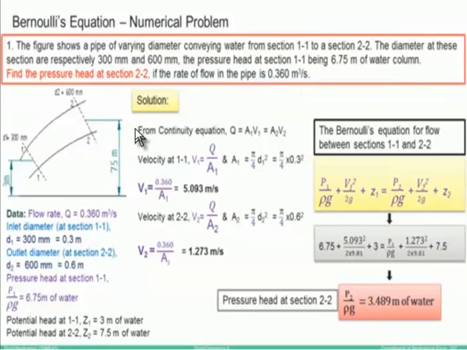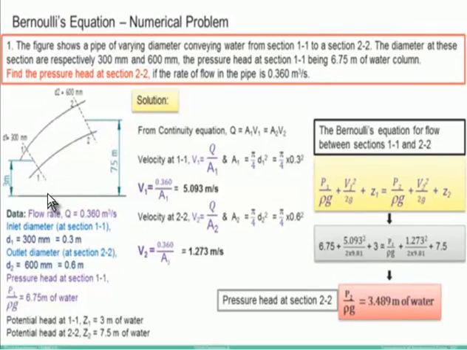Okay, and also he has given in the figure itself 3 meter and 7.5 meter, that is the potential head from the datum line, 3 meter and 7.5 meter of water. So in the figure itself he has given these two terms, which are not given in the statement of the problem. In the figure he has given that potential head from the datum line is 3 meter at section 1 and 7.5 meter at section 2.